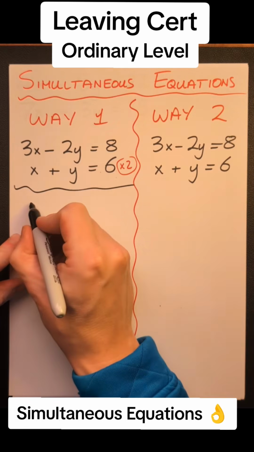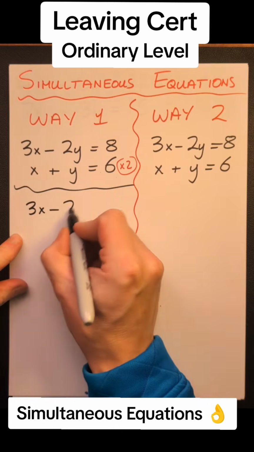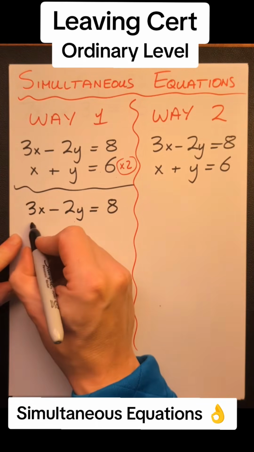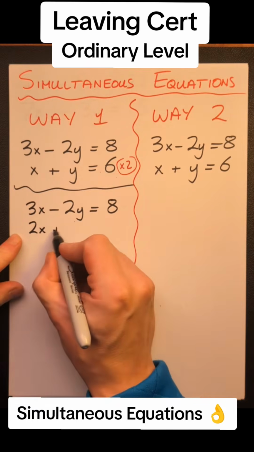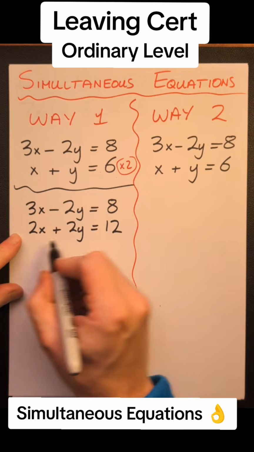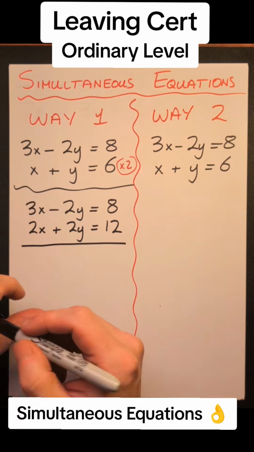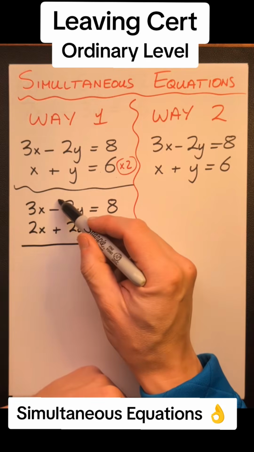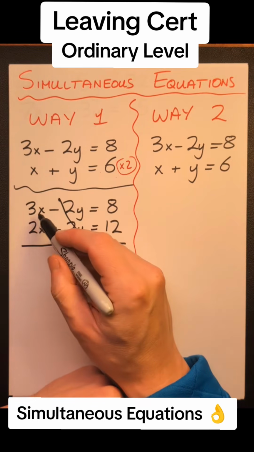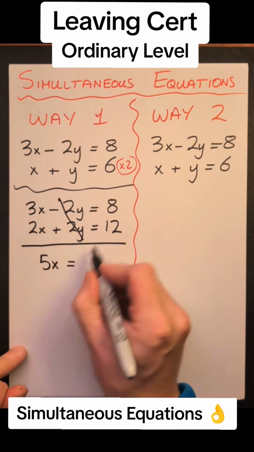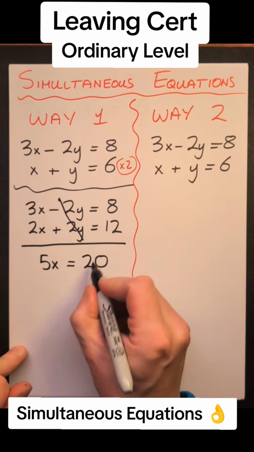So we're not changing the top line, so we can go 3x minus 2y equals 8. But now multiplying everything on the bottom line by 2 is going to give us 2 times x plus 2 times y equals 2 times 6, which is 12. Now when we draw a line, the minus 2y and the plus 2y are being added, so they will cancel. Okay, we have a 3x and a 2x. That's going to give us a 5x. And we have an 8 plus 12, which is 20.